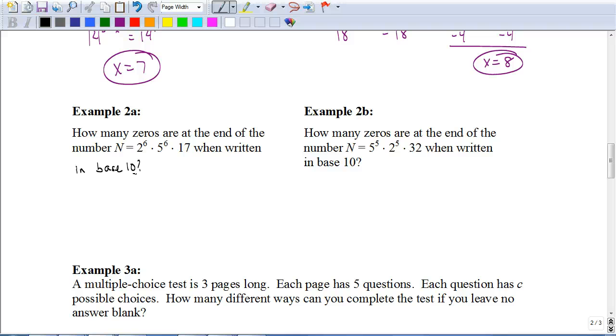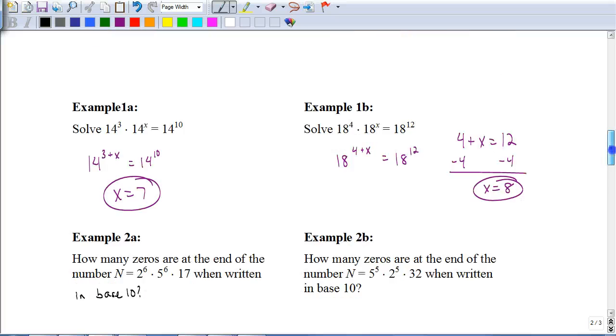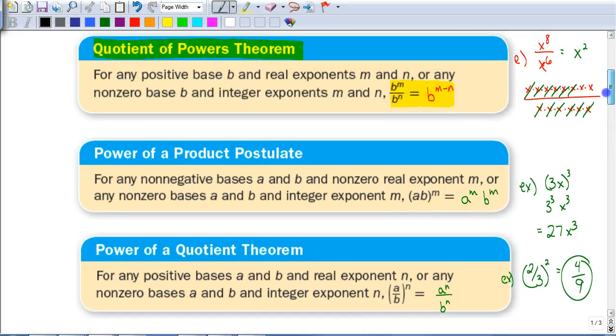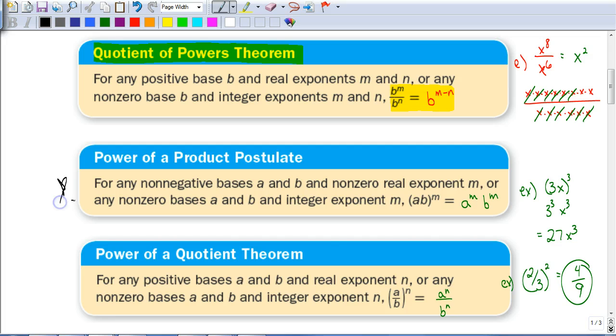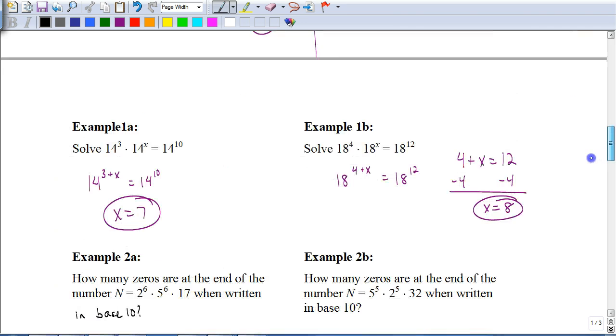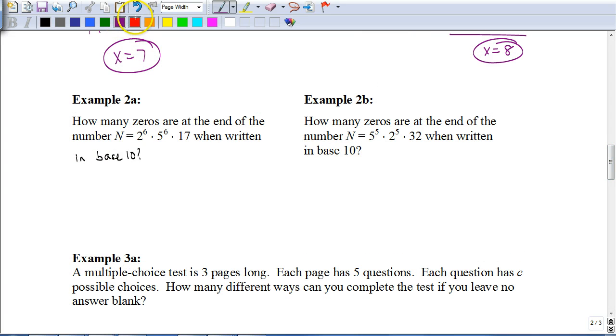Well, if you notice, they have the same exponents. So we're going to go backwards from one of our theorems here. The power of a product postulate. If you notice with this one, a times b to the nth power is the same as a to the nth times b to the nth power. What we have in this situation is a problem like this, so we're going to rewrite it to look like that. How might that help? Well, you'll see. So again, this 2 to the 6 times 5 to the 6, we write this as 2 times 5 to the 6th power times 17.